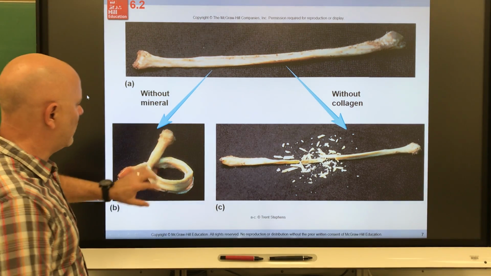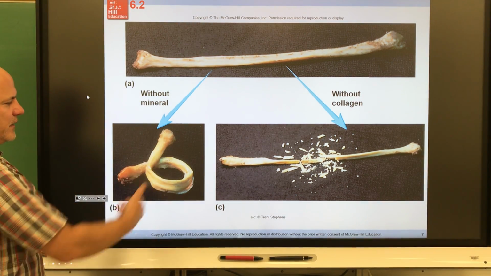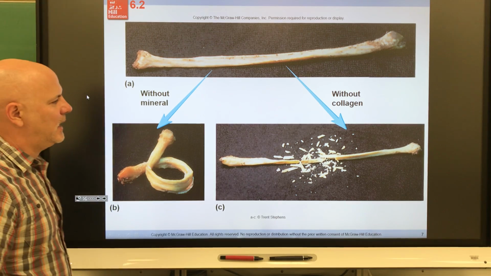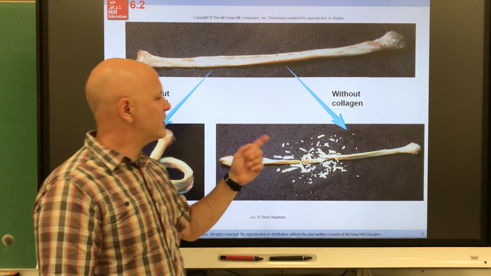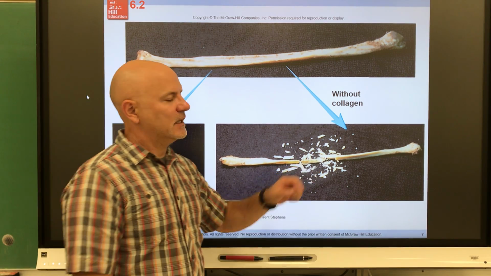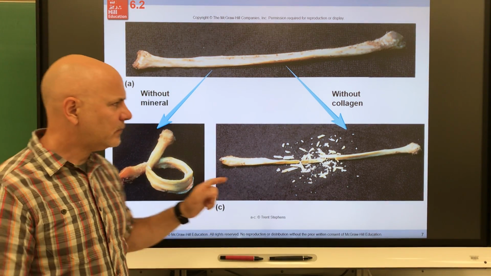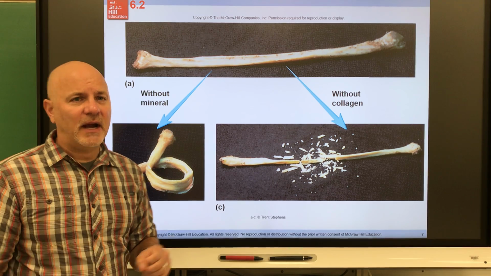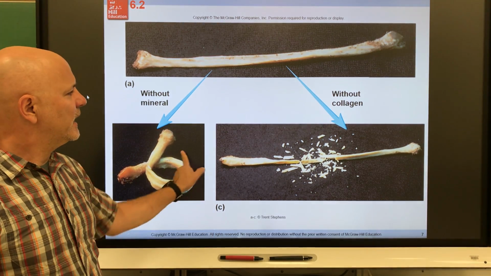And you can do different chemical reactions here. You can remove the mineral out of it, and you can see all that's left is collagen, and it's kind of bendy. And you can do a different chemical reaction here and remove all of the collagen, and you can see the bone becomes very brittle. All right, so it's very important to have that collagen in there. It makes the bone less brittle.